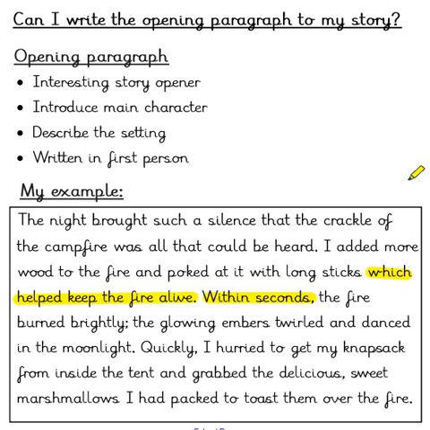The glowing embers twirled and danced in the moonlight. Quickly, again, another example of a time adverbial, I hurried to get my knapsack from inside the tent and grabbed the delicious sweet marshmallows I'd packed to toast them over the fire. Delicious sweet marshmallows is an example of an expanded noun phrase. I have my two adjectives, which I've carefully chosen to describe the noun, the marshmallows in this case. I also have inside the tent. This is a prepositional phrase telling me where I grabbed my knapsack from.